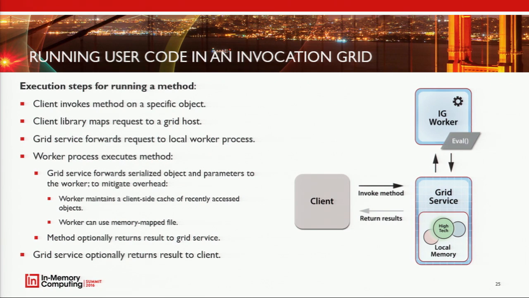Now, one of the drawbacks of this, of course, is once this operation is invoked in the grid worker, then the worker has to read the object. So an object has to either go from process to process within the server, or you can use memory map files to mitigate that. And furthermore, you can use client-side caching to avoid data motion altogether if the object wasn't updated on a previous call. So this is how you would run outside the grid service in a worker process.